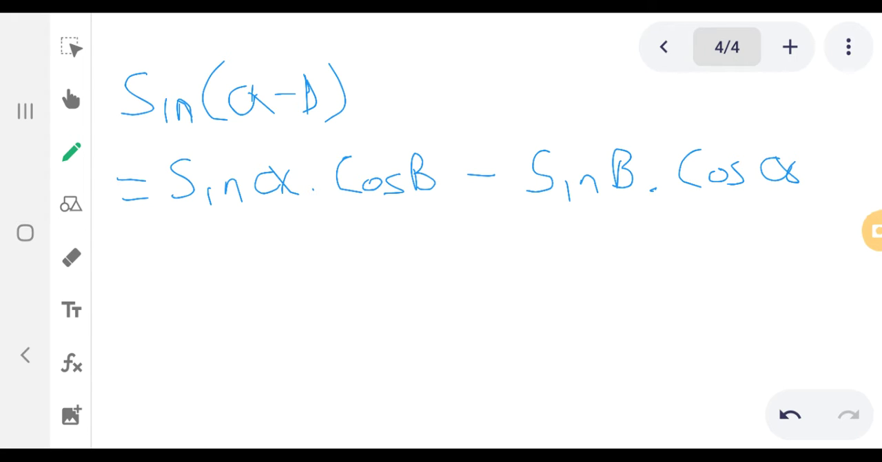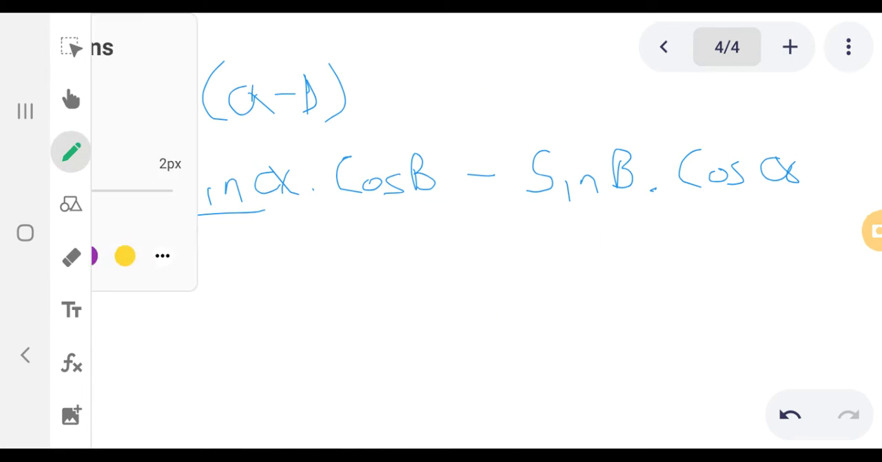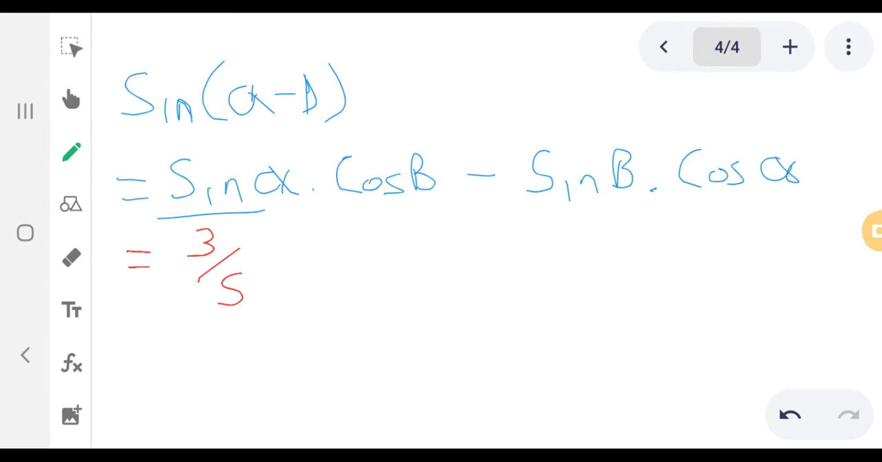Now, we shouldn't worry about the following formula. It's provided in our information sheet, so I just copied it exactly the way it is. So, what is the sine of alpha? We go and check. We're using the diagram of alpha. We're told that the sine of alpha is 3 all over 5. So, in the place of sine alpha, we'll put 3 all over 5 multiplied by cos of beta.